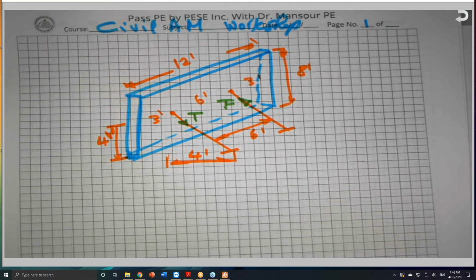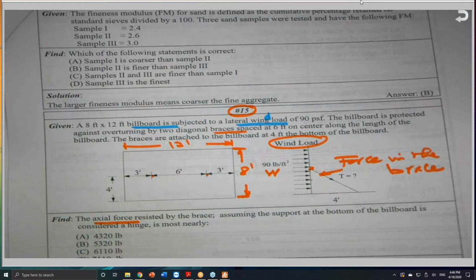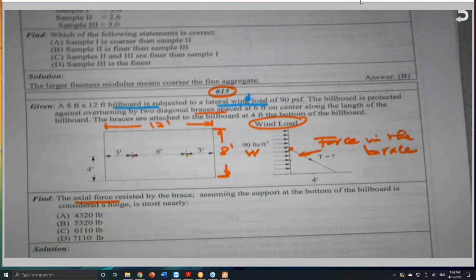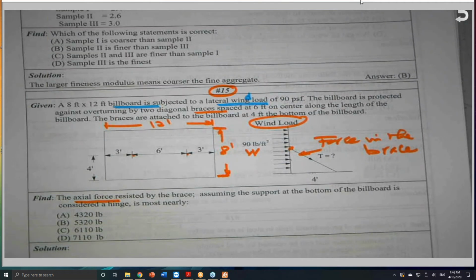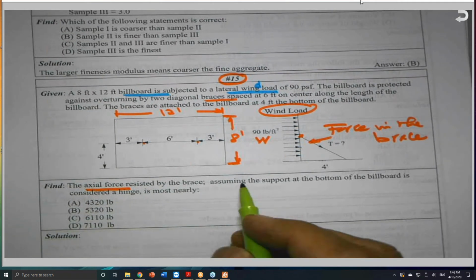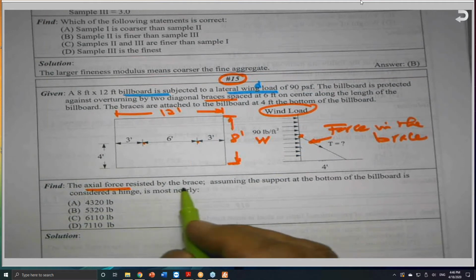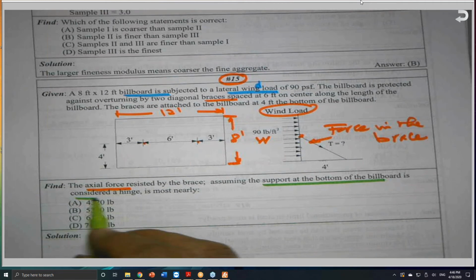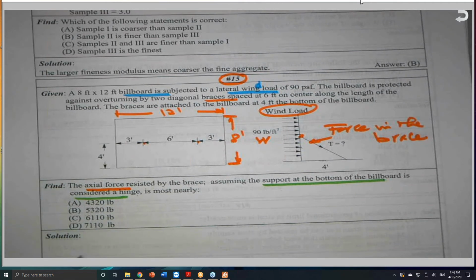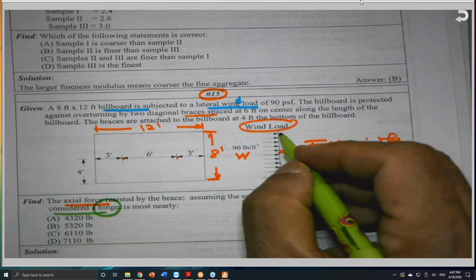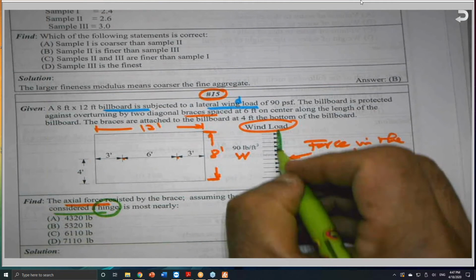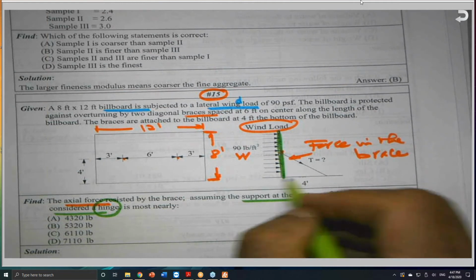And this is very similar to a problem, I believe, that one of you sent to me. I translated it into English. And he would like to find the force in the brace, assuming that the support at the bottom of the billboard is considered a hinge. This statement is very important because this is a vertical billboard, and this is the support, and this is the ground.